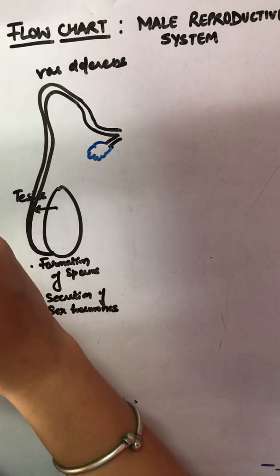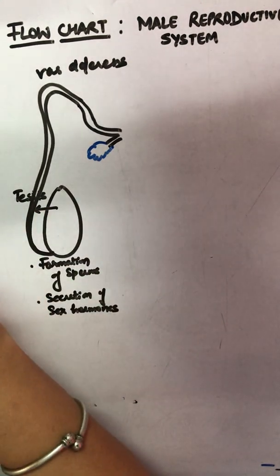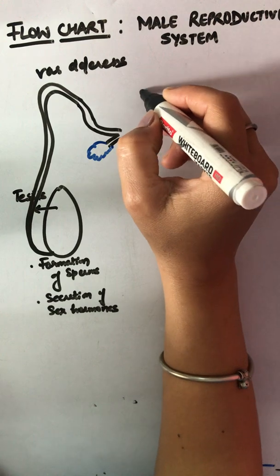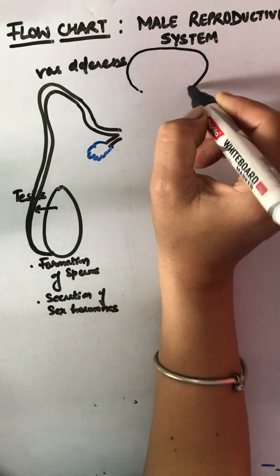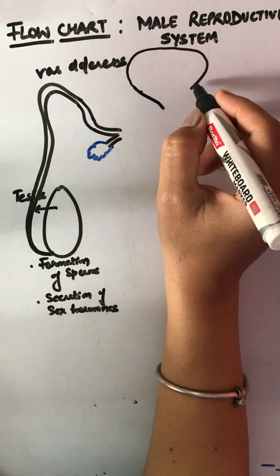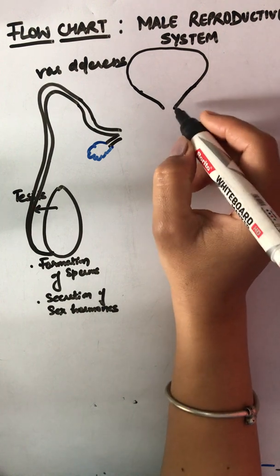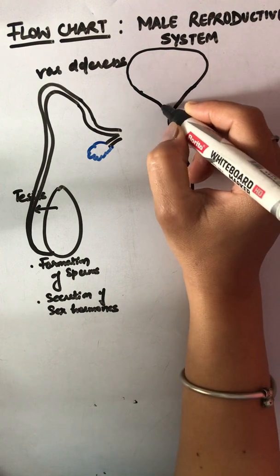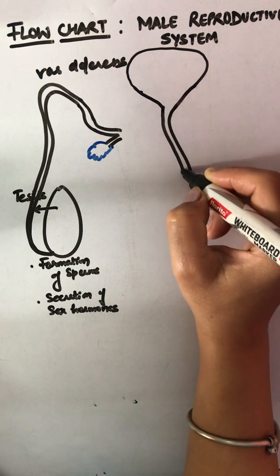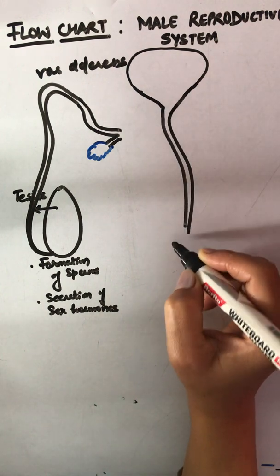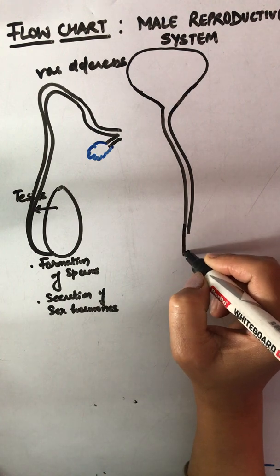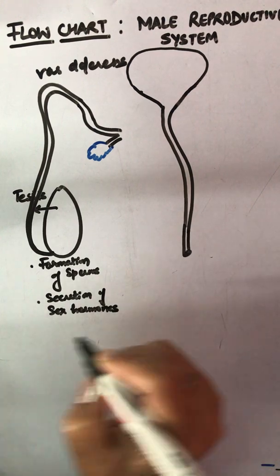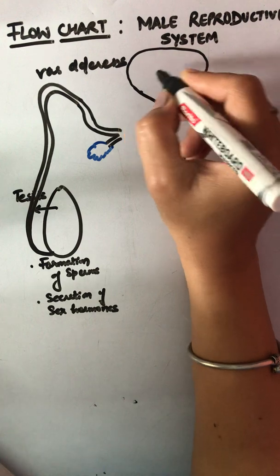Then here is located the urinary bladder, from where the urethra is coming. Alright, so this is the urinary bladder.